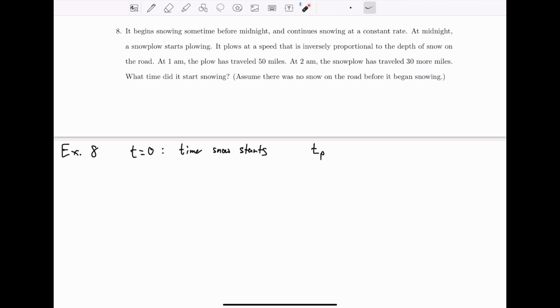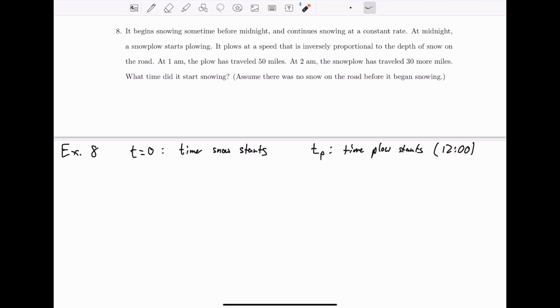Well, I guess in some sense we do know what t sub p is. This is midnight, but we don't know what t sub p is in relation to time 0. Time 0 is when it started to snow, and sometime later is when midnight is, and we don't know what that time value is that corresponds to midnight. So t sub p is when the snowplow starts. And this once again is 12 a.m. But t sub p is not equal to 12 because we're measuring time based off of when the snow started.